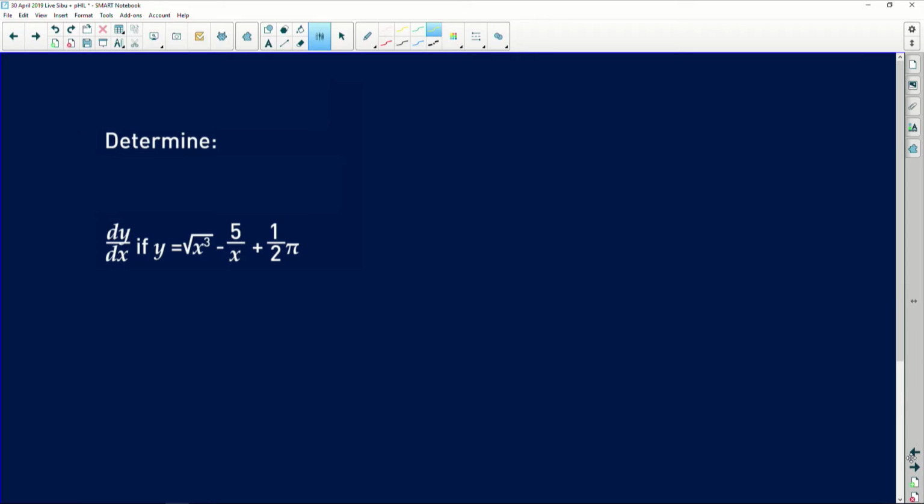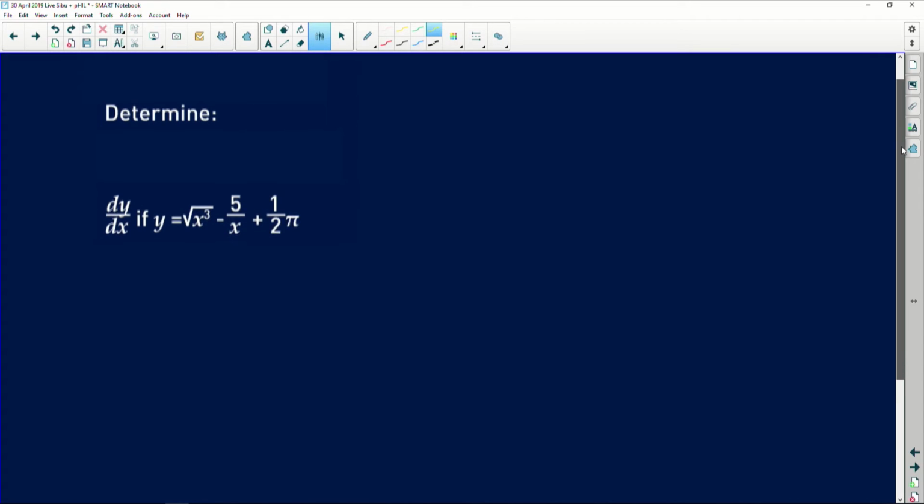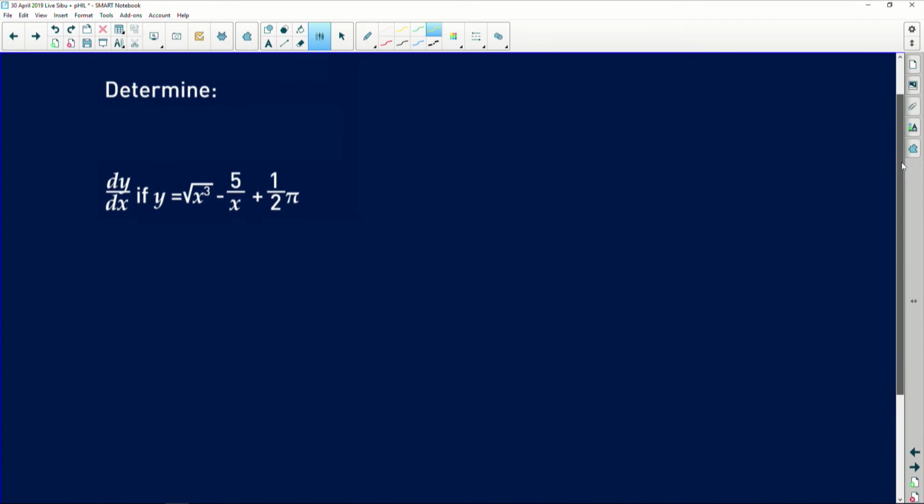The second part is a very different notation from the one we were dealing with in the first question. This one says we have to find dy over dx if y is equal to the square root of x to the power 3 minus 5 over x plus 1 over 2 pi. All right, so like I said in the first example, it's important for you to understand the power rule requires coefficient, base, exponent. So any term that is given to you needs to be changed to that format.